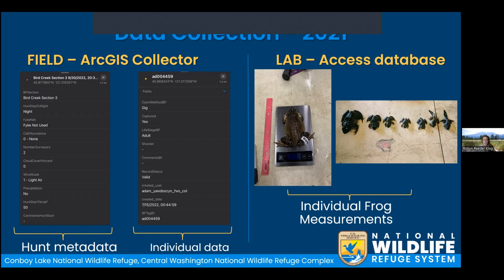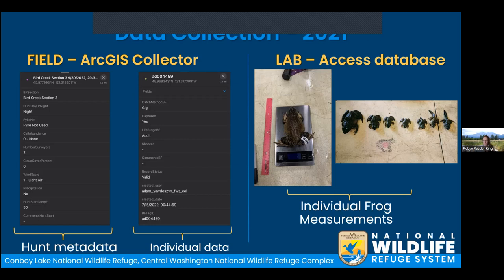So as you can see, the hunt metadata, as I said before, has stayed pretty consistent in terms of what metrics we're recording. What largely changed was the individual data. So we were now able to collect spatial GPS locations on individual frogs instead of just summary data. And back in the lab, we were still collecting individual morphometrics for each frog, but now we were able to connect that morphometric data from each frog to a GPS location of where it was actually caught.